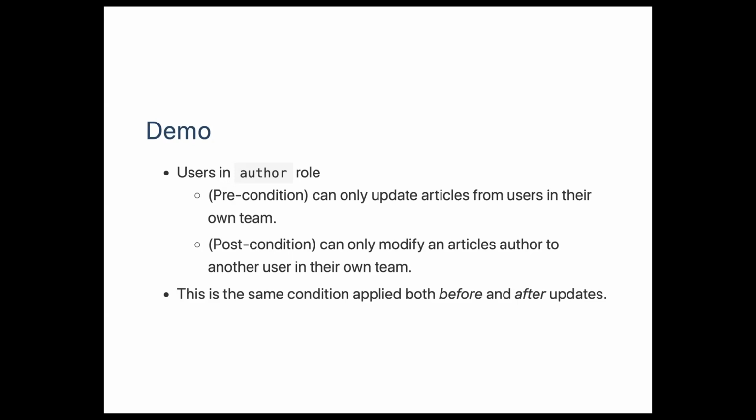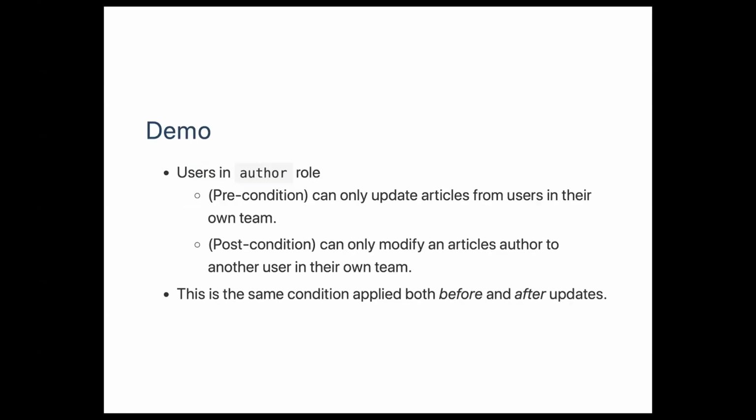And what I want to assert is that users in the author role can only update articles from users in their own team. And the post condition, they can only modify an article's author to set it to another user in their own team. So we can express this using the same Boolean expression, once as a precondition, once as a post condition. And it's going to basically say that if I look up the user's team and then look over all of the users that belong to that team, the user ID that I update the article to must be one of those users. Both before and after.